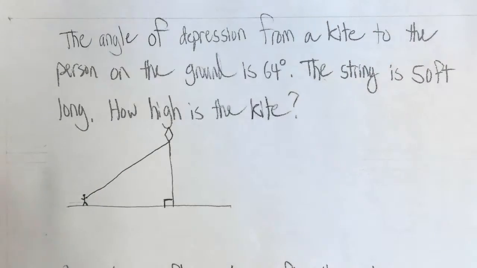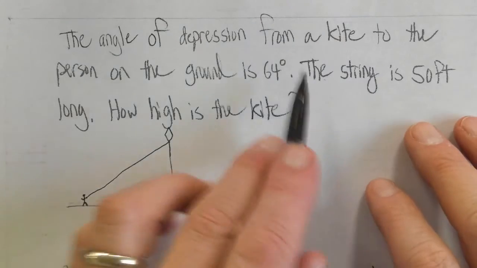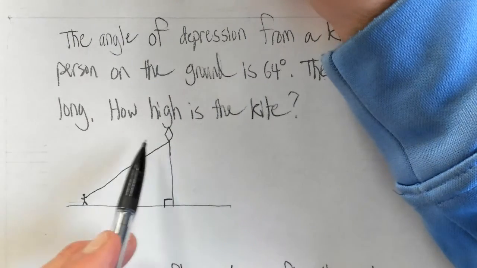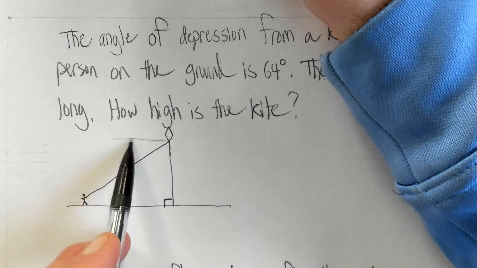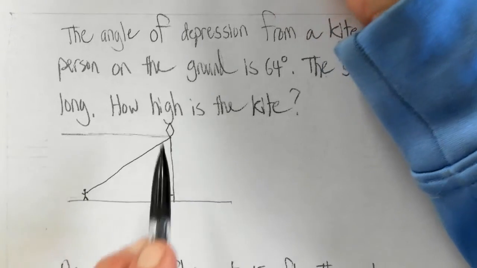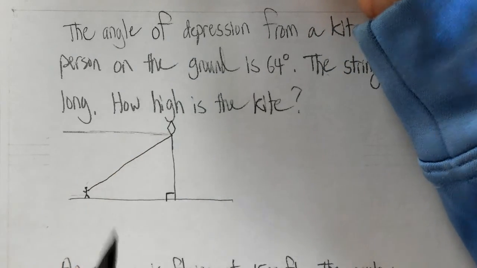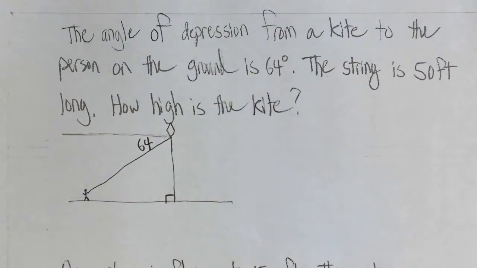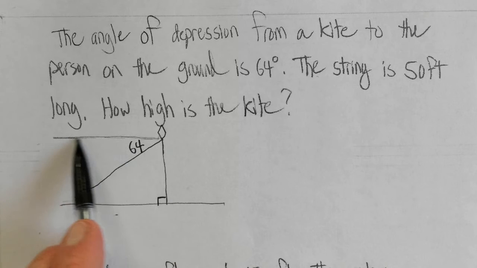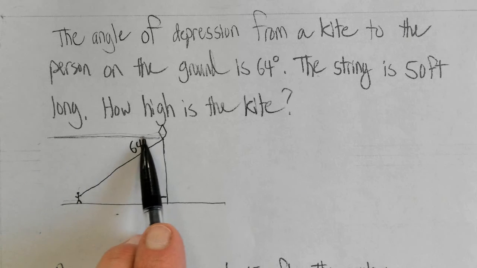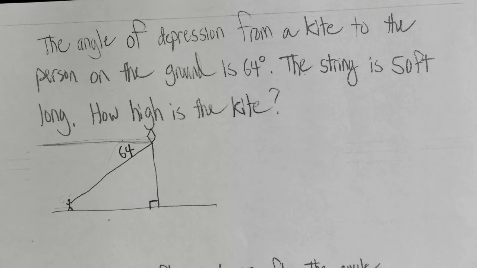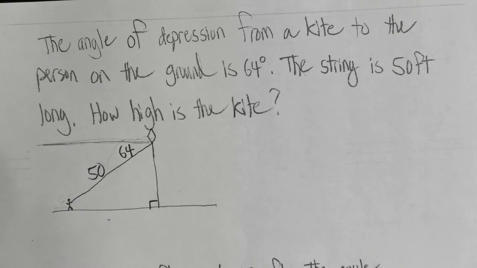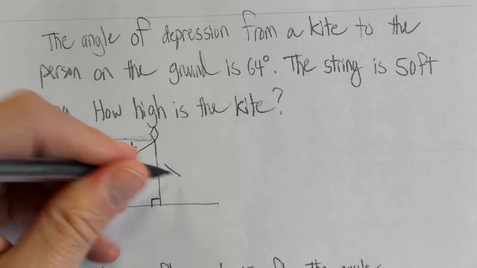All right, so let's put in the parts that we have here. So it says the angle of depression from a kite to the person on the ground is 64. So what that means is the angle, remember, of depression means down from horizontal line of sight. From the kite to the person on the ground is 64 degrees. So that means my 64 degrees goes right here. All right. So I had to draw this extra horizontal line because it's the angle of depression from the kite down to the person on the ground. What else we got? The string is 50 feet long. So that's 50 feet. Okay. And the question is, how high is the kite?